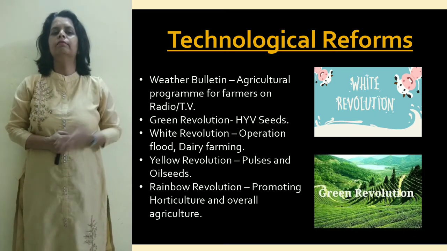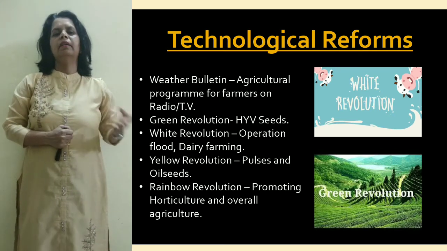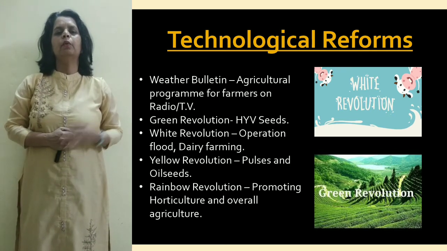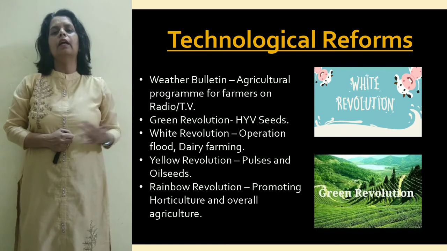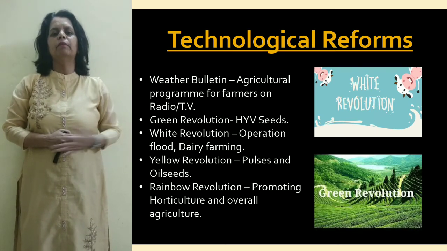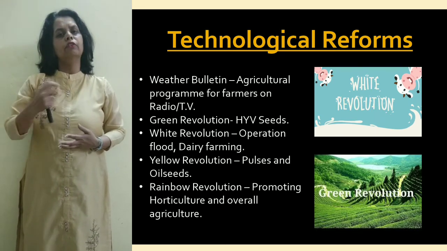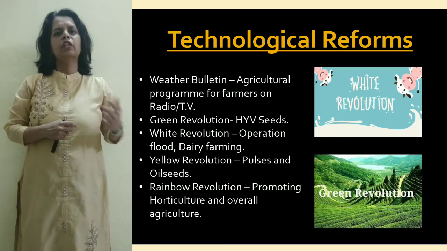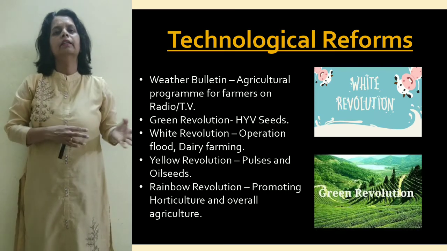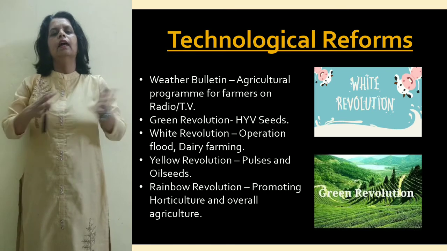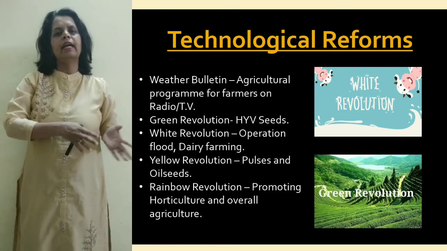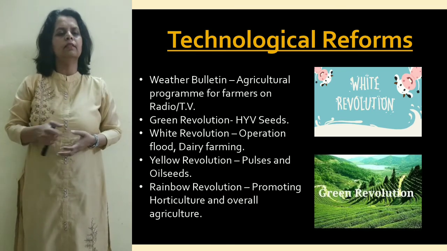We'll see that weather bulletins are initiated by the government, wherein they give news regarding the weather condition to the farmers. News is telecast on radios and televisions, which helps the farmers regarding improved varieties and when exactly the sowing and the harvesting should be undertaken.